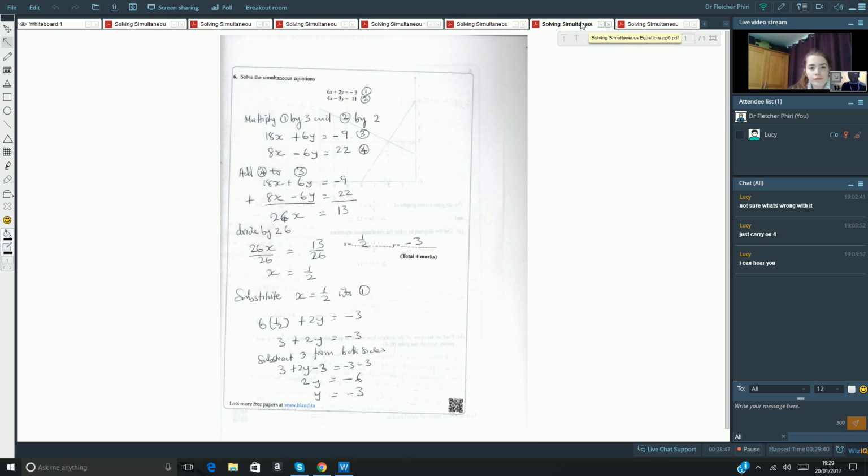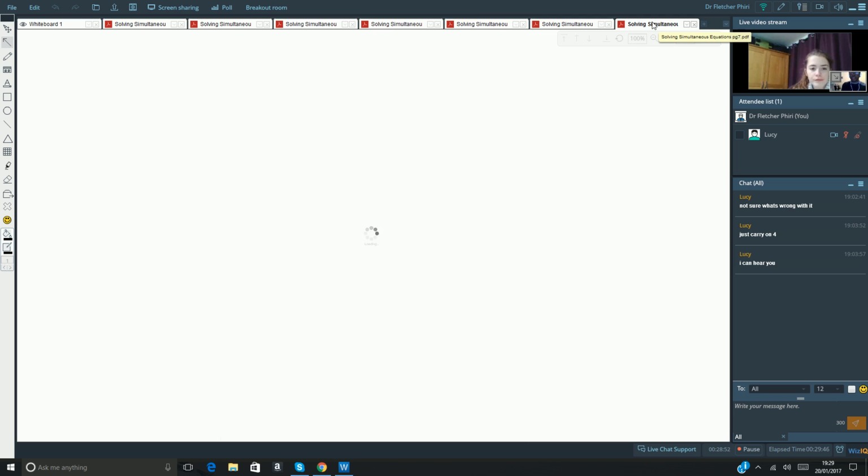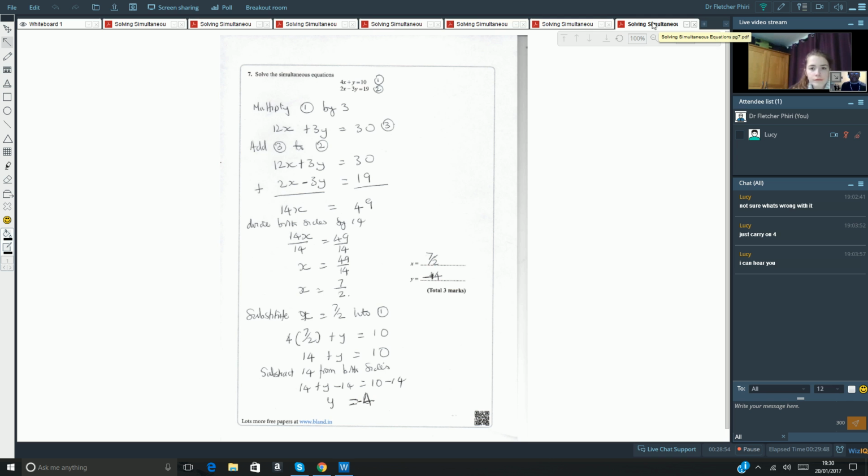This one. Okay, question 2. So question 6 and question 2 is the same. You can see. So no need to worry about that one. Let's go to question 7, which is the last one. Okay, let's look at question 7.